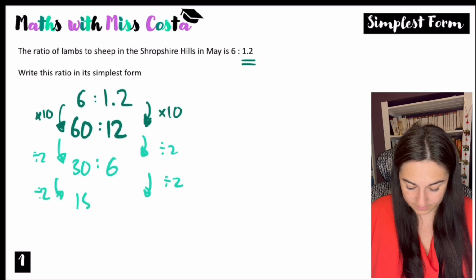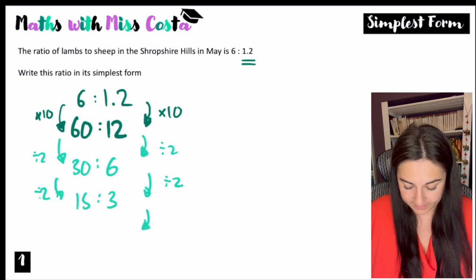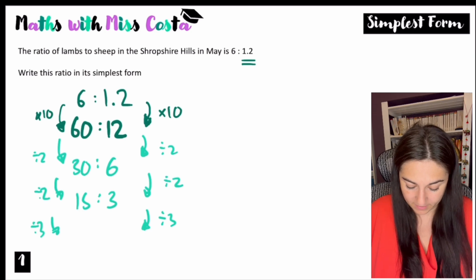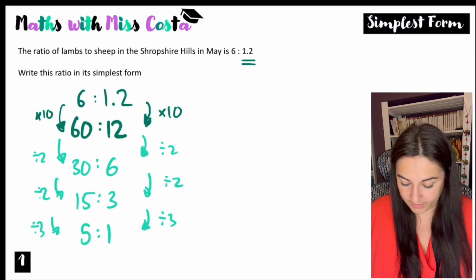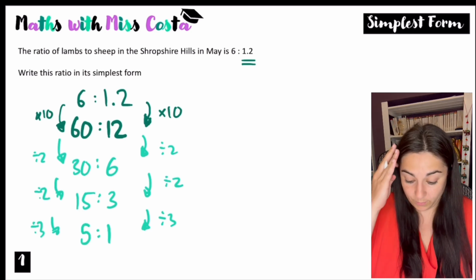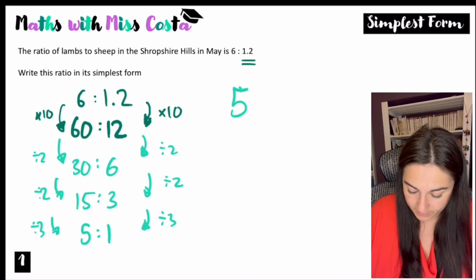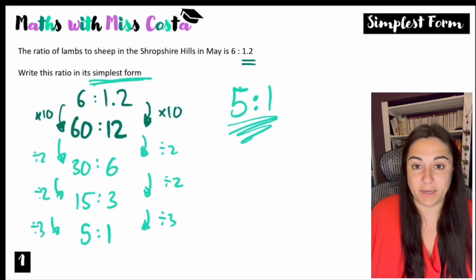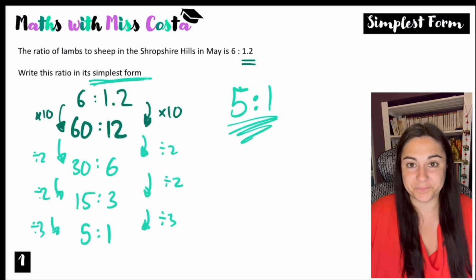That would be 15 to 3. And then what's the common factor? 3. So we could divide by 3. So that would become 5 to 1. So the ratio 6 to 1.2 in its simplest form is 5 to 1. Remember, simplest form means you want it to be in whole numbers, not decimals.